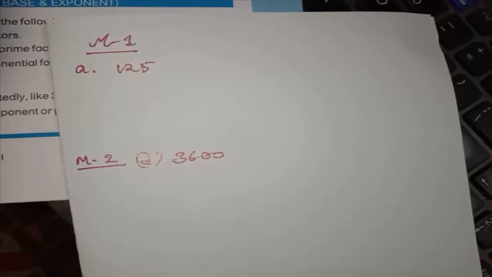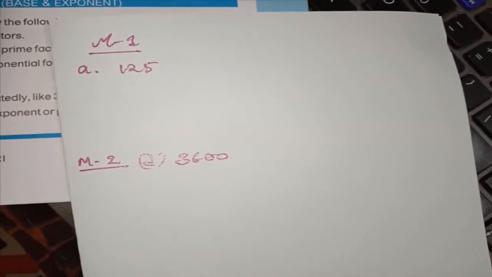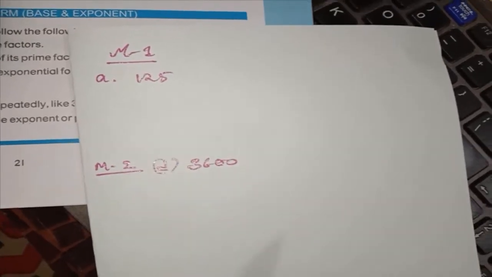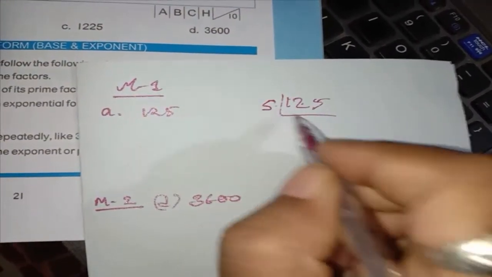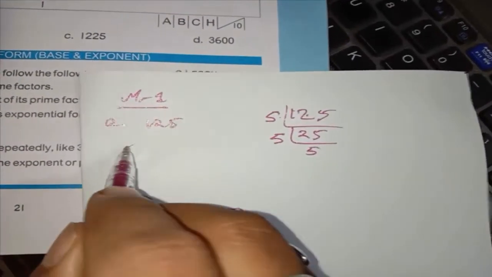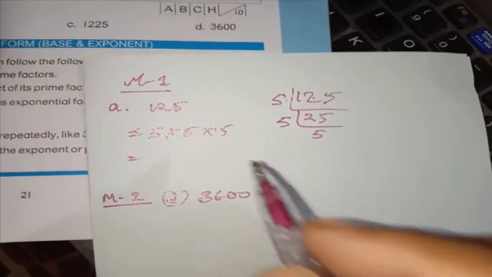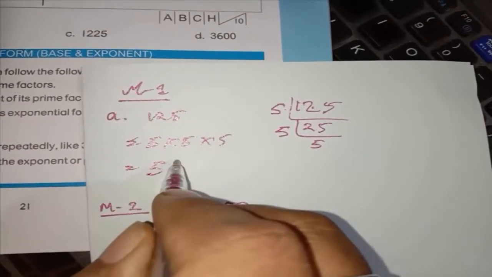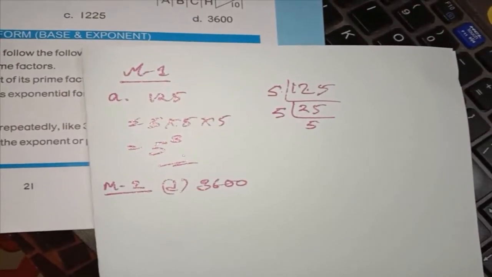Okay children, let us consider module number 1. You are asked to write the following in the exponential form. I'll be doing question number A. The question is 125. First of all, we will prime factorize 125. So 125 can be written as 5 into 5 into 5, and this can be written in the exponential form. How? 5 to the power 3. So this will be your answer, 5 to the power 3.